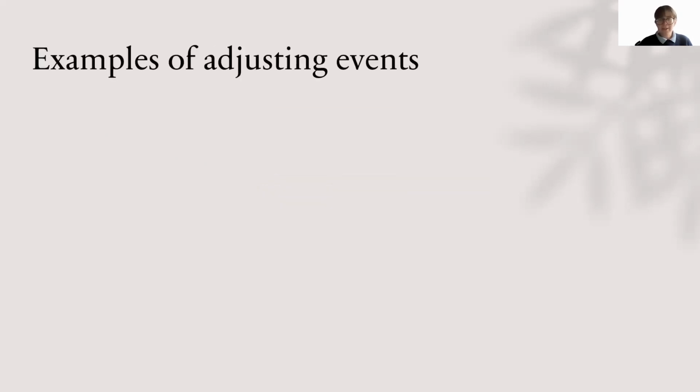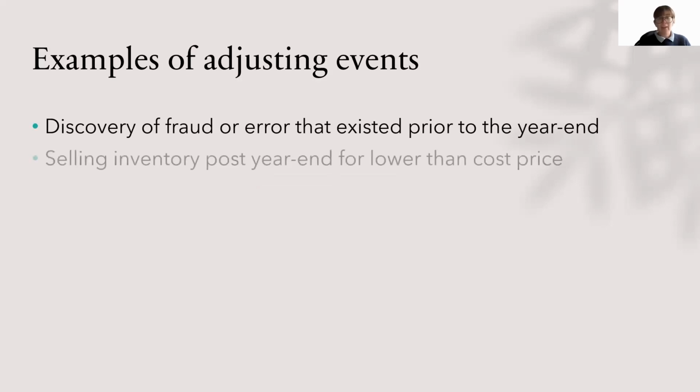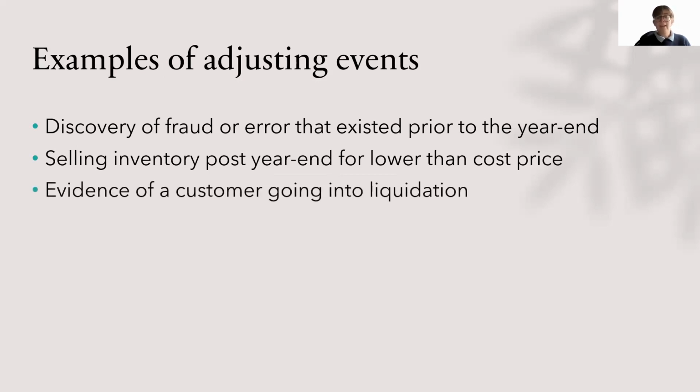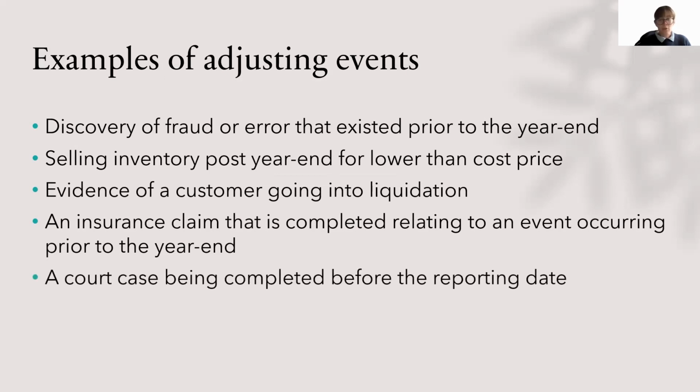So, just to give a few examples of adjusting events. It could be a discovery of fraud or error that existed prior to the year end. It may be selling inventory post year end for lower than cost price. It may be evidence of a customer going into liquidation. It might be an insurance claim that is completed relating to an event occurring prior to the year end. Or it might be a court case being completed before the reporting date.